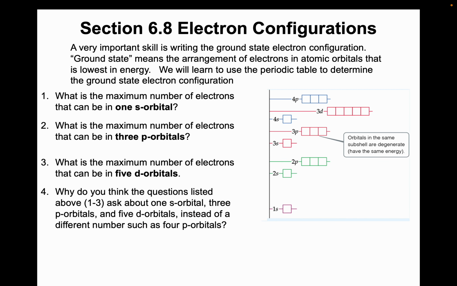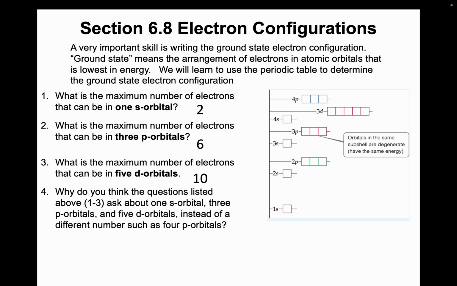In section 6.8, we begin to apply this idea. A really important skill that we're going to use again and again is writing the ground state electron configuration. Ground state is a term that means the arrangement of the electrons in the atomic orbitals that is lowest in energy. And we'll often be using the periodic table to determine this. So some initial questions. What is the maximum number of electrons that could be in a 1s orbital? How about in 3p orbitals or 5d orbitals?